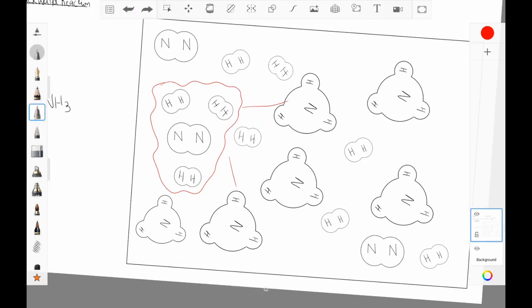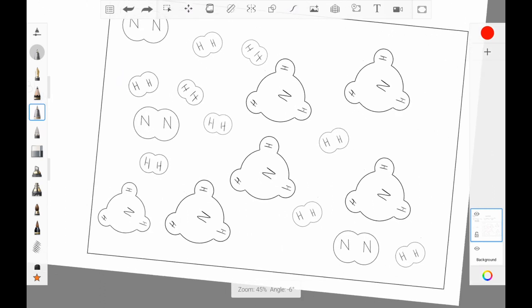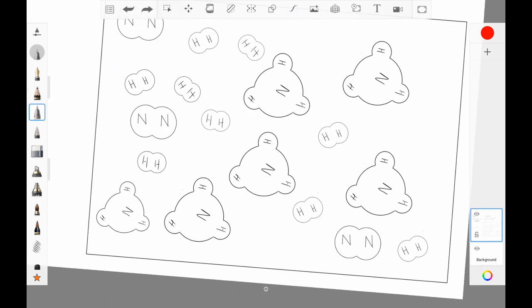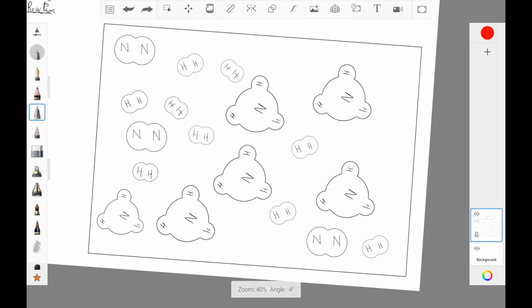Now, when this occurs, obviously you need the correct mixture of nitrogen and hydrogen in the closed container. So we have the correct mixture here. Now the question is, will all of the hydrogen and nitrogen react to form ammonia? The answer is no, because it's a reversible reaction. If it wasn't, then yes.